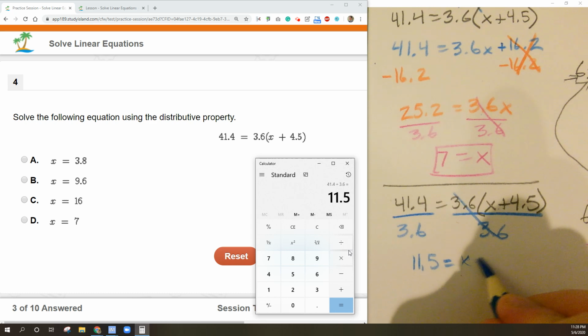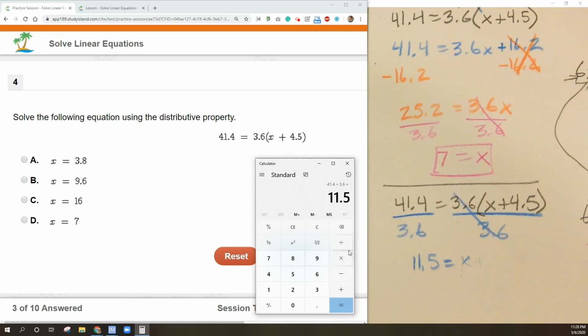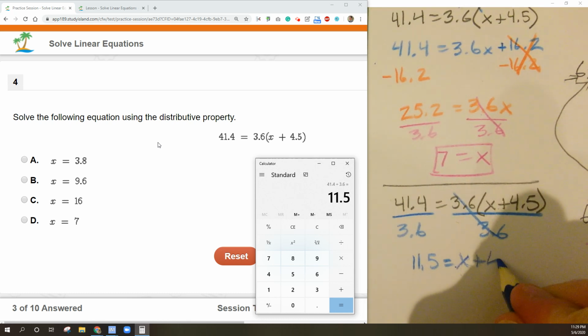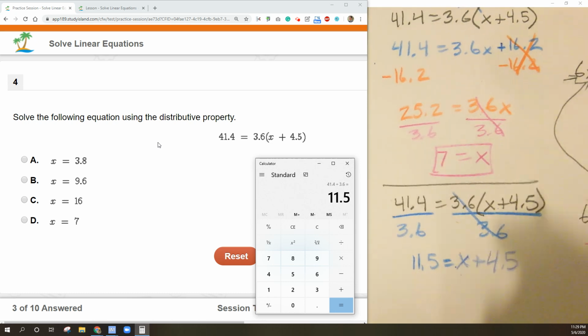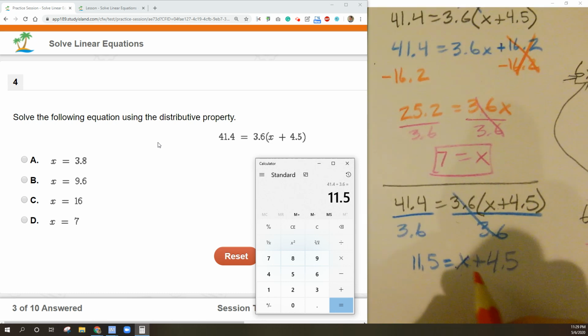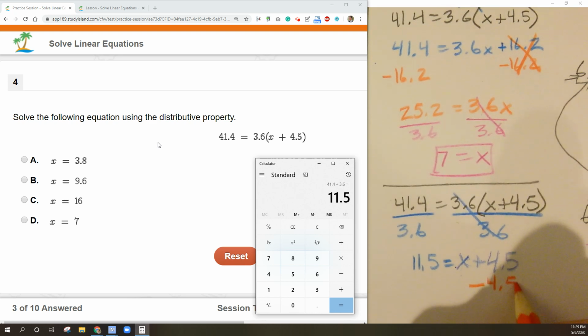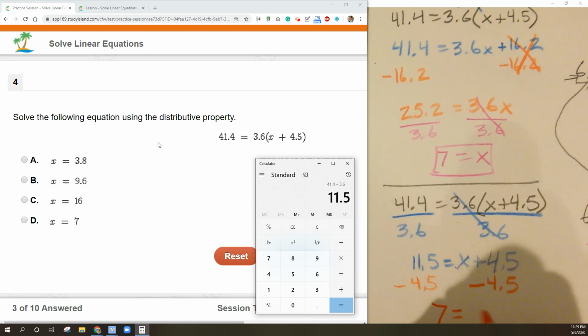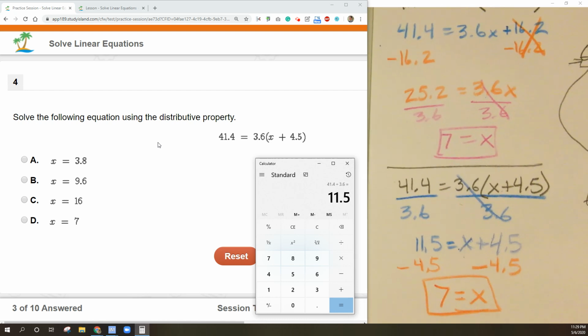So x plus 4.5. This blue pencil does not like me. I'm going to switch over to purple. So x plus 4.5. Now I'm going to go ahead and do the second step, which is to subtract 4.5 from both sides, because I just want the 1x. And 11.5 minus 4.5 is, you guessed it, 7. And on the right side, we only have the 1x left, so we're done. So that's two steps. Divide by 3.6 and then subtract 4.5.